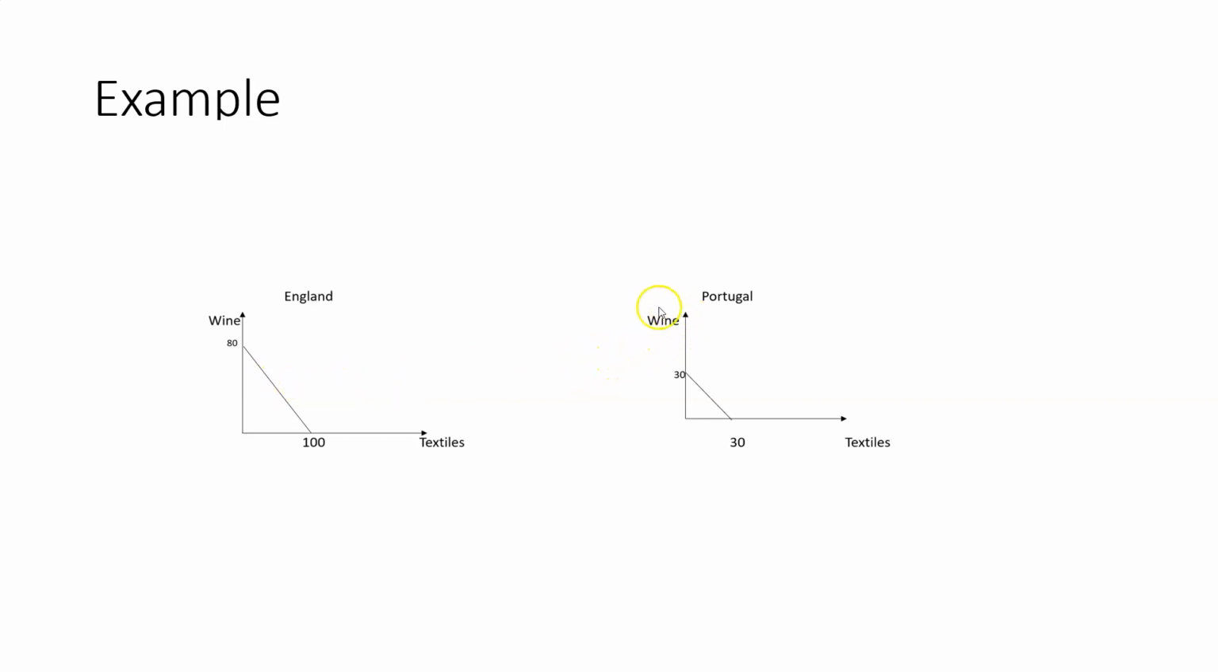Portugal, on the other hand, if she produces only wine, can only produce 30 kegs of wine a week using the same resources. Or if she chose to produce textiles, she could only produce 30 bolts of cloth. This presents a problem, right? If we use the theory of absolute advantage, England has an absolute advantage compared with Portugal in producing both goods. So what does poor Portugal do?